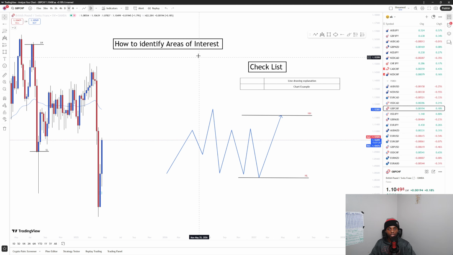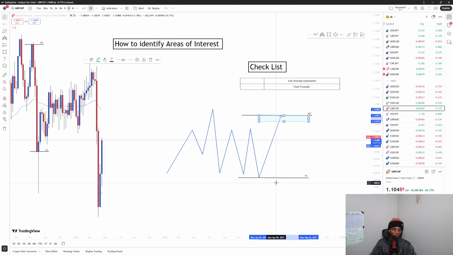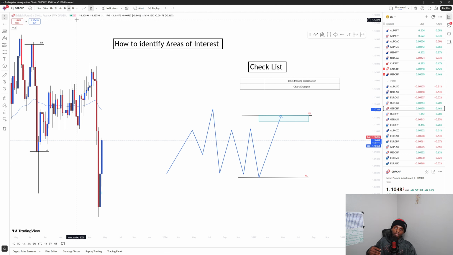Okay, how to identify areas of interest. You just place your box at the higher high when we are bullish. You can identify areas of interest on any time frame, but the higher the time frame you identify your area of interest on, the stronger it will be, and the lower the time frame, the weaker it will be.